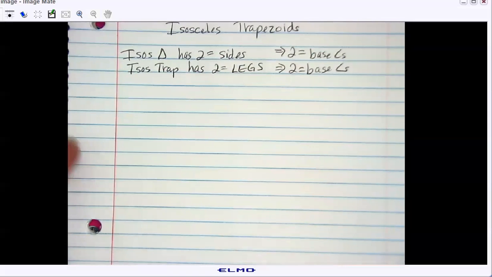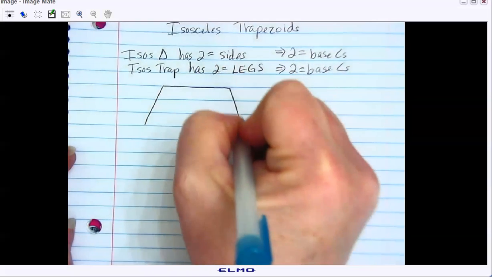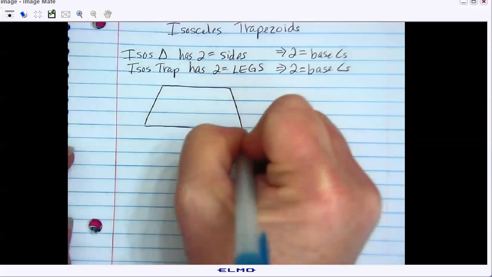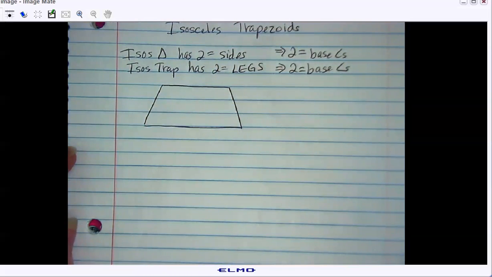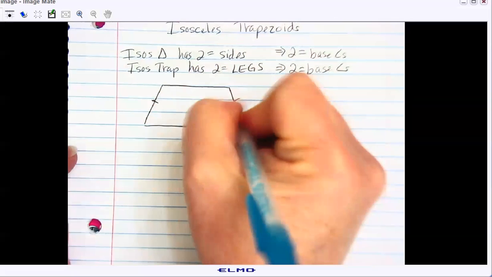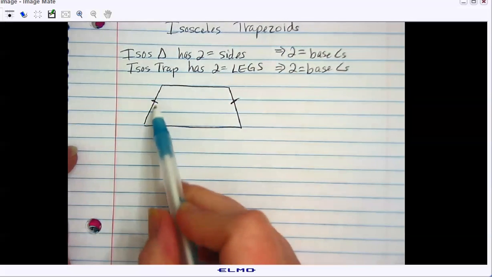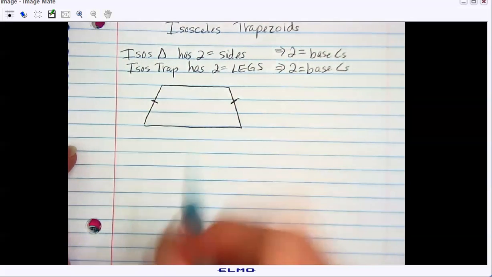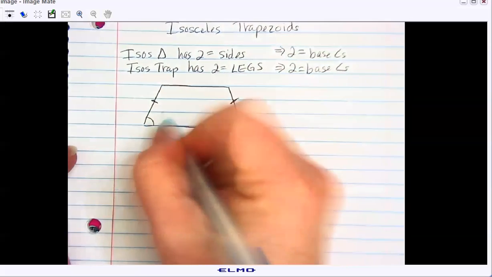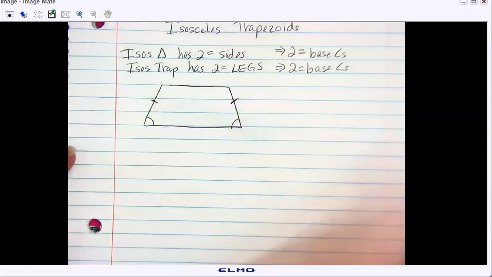So let's see what that looks like. They don't look exactly equal, but they are. So I'm going to tell you that this side is equal to that side. And again, the angles opposite them would be equal. So these would be your base angles. Do you think that means that these top base angles would also be equal? What do you think? Yes.